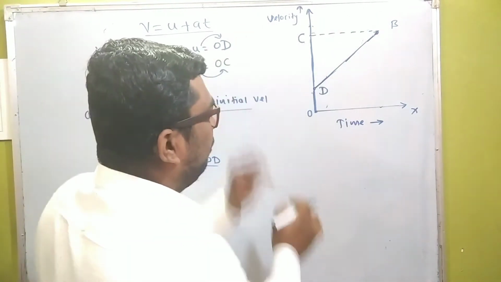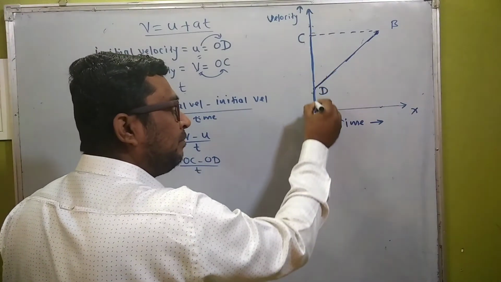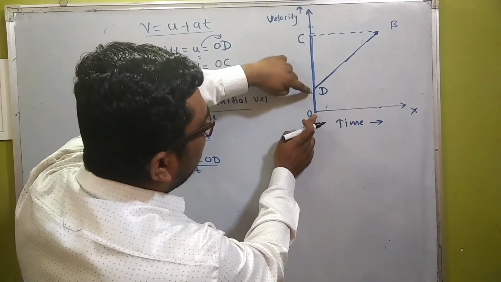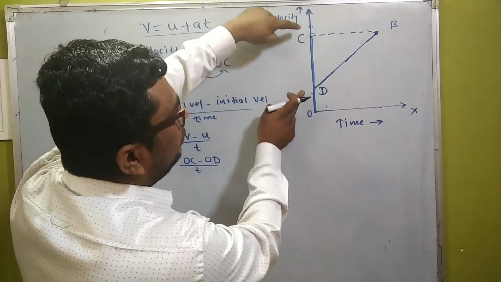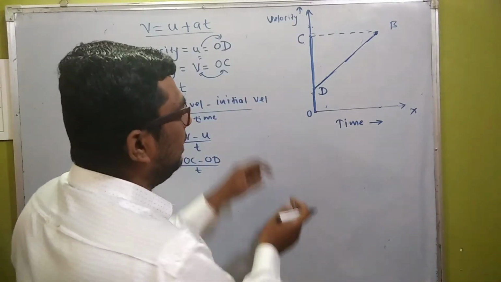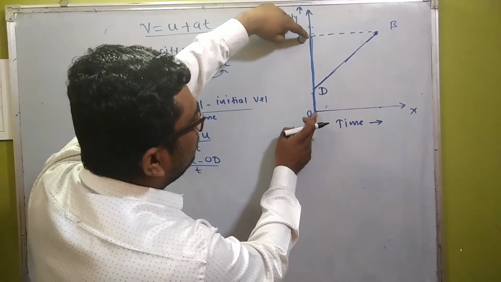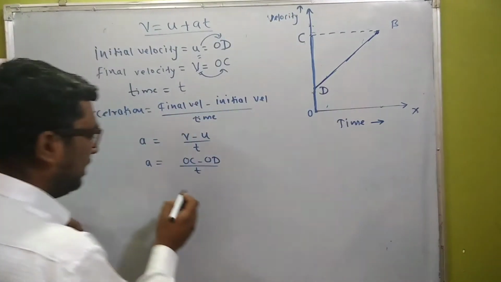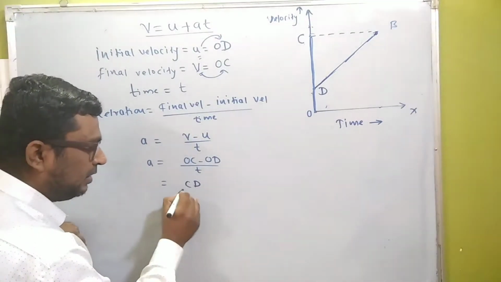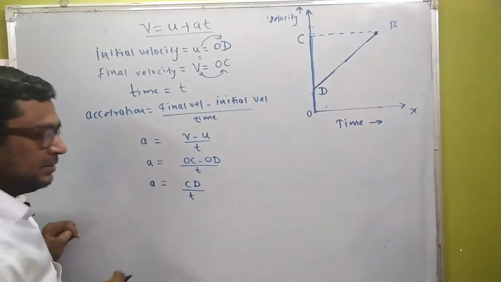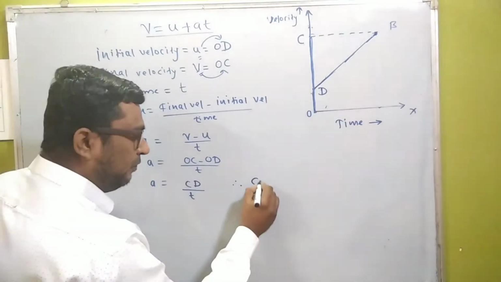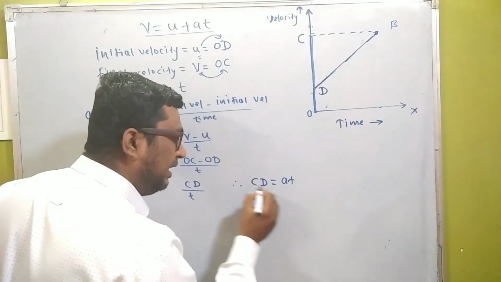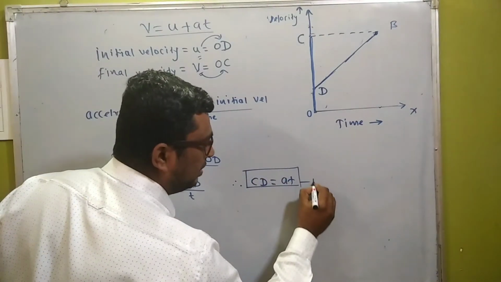Now if you observe the graph, this value is OC, from O up to C. From this OC, if we subtract OD, what remains? Of course, very good, CD remains. Once again, on the axis this value is OC, and from it we subtract OD, so CD remains. That's why OC minus OD is equal to CD, and t is kept as it is. If we take t to the left-hand side, a multiplied with t, it becomes CD equals at. Now this is equation number 1.